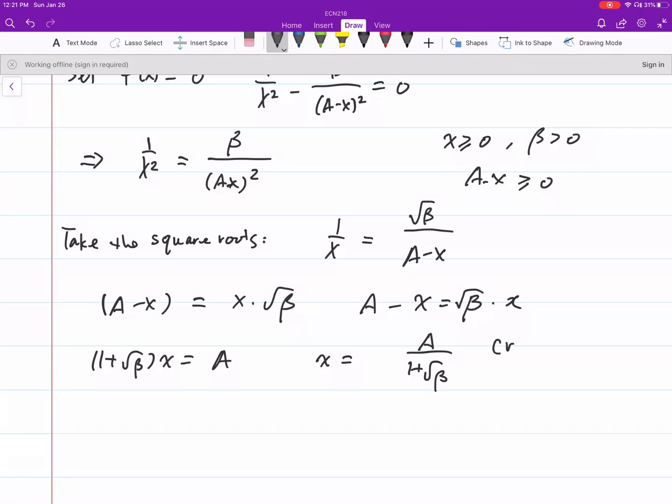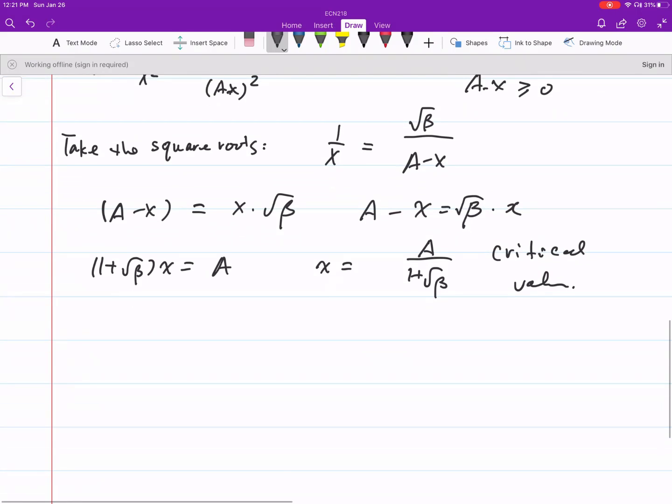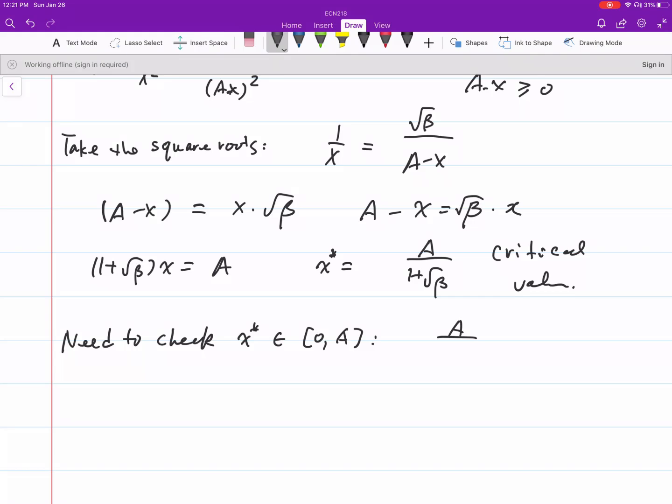And remember, this is our critical value. Now, you need to check. Usually, this is the case. Need to check if this x, let me put an asterisk over here, is inside 0 to a, because we are taking the maximum over this interval. And obviously, a over 1 plus root beta is bigger than or equal to 0. That's okay.